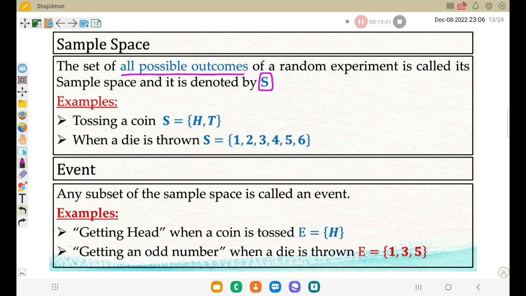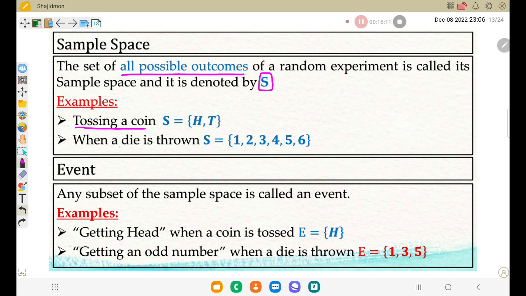For example, if you are tossing a coin, what are the options? Either head will be there or tail will be there. So there are two outcomes, one is head and another is tail, correct? The set of all possible outcomes, either head or tail, together we are calling the sample space of a random experiment. So S equals {H, T}, head and tail.